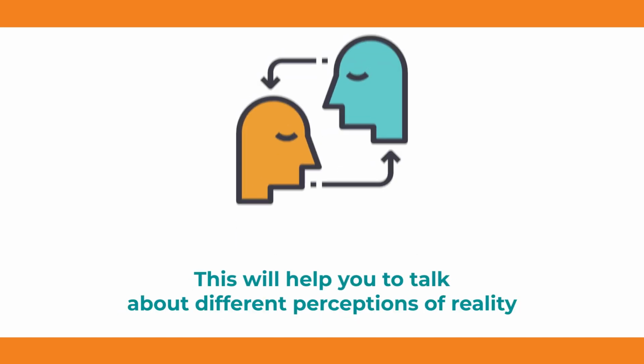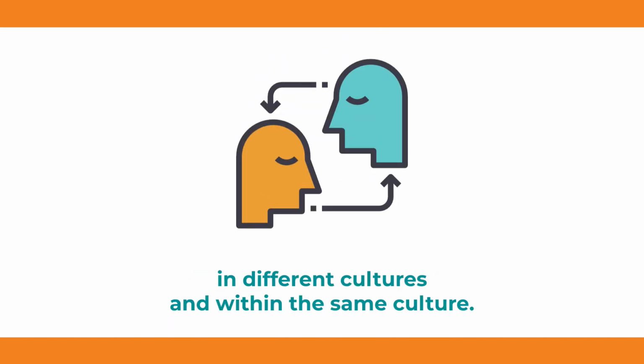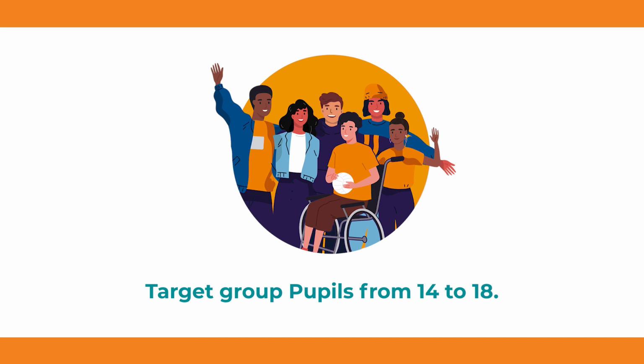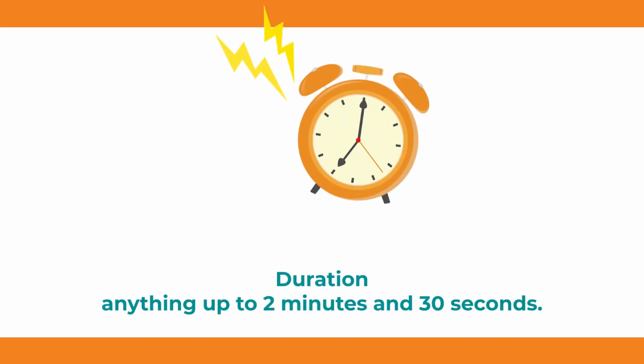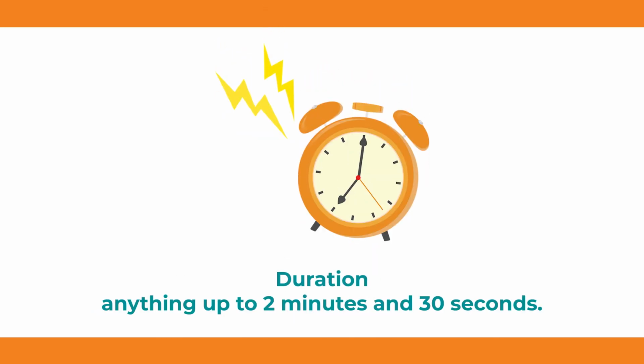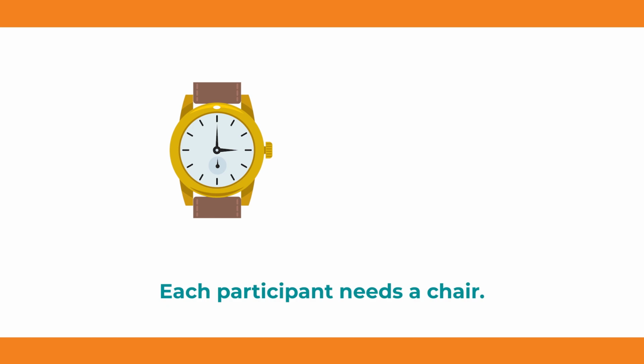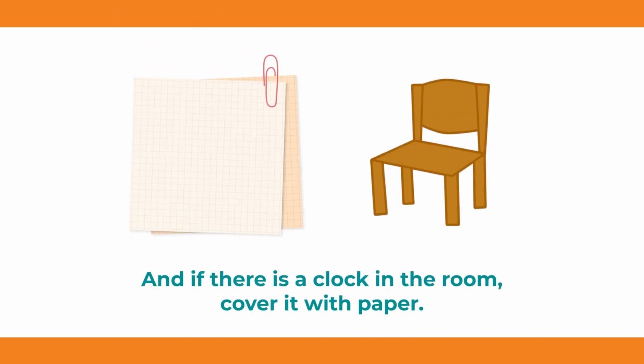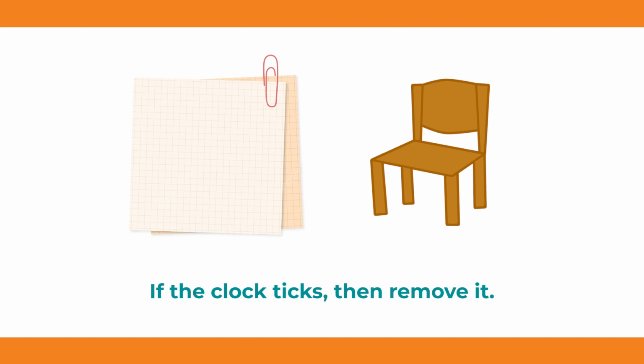Learning outcome: this will help you to talk about different perceptions of reality in different cultures and within the same culture. Target group: pupils from 14 to 18. Duration: anything up to 2 minutes and 30 seconds. Materials needed: the facilitator needs a watch, each participant needs a chair, and if there is a clock in the room, cover it with paper. If the clock ticks, then remove it.